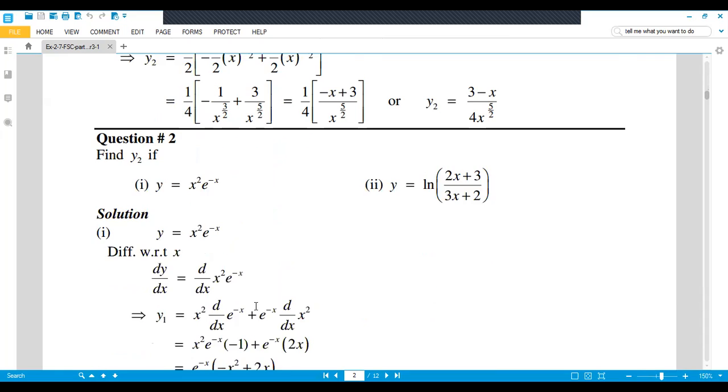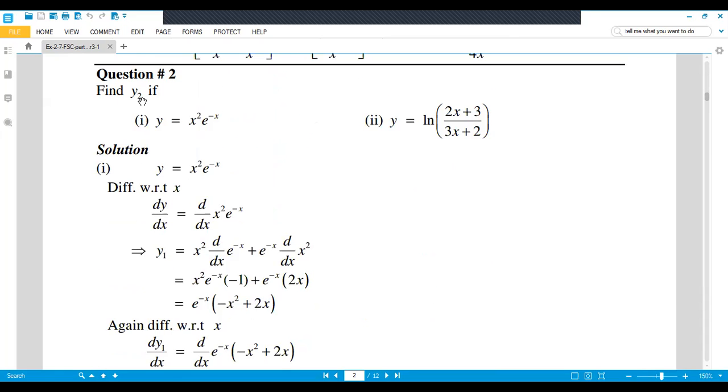Come to question number 2. Again you are given, find y2. Again you will take the double derivative, but here if you check, this is given in the form of a product, so you will apply the product rule, and this is given in the form of natural log, so you know that the derivative of natural log is 1 over that value and then further the derivative of this.